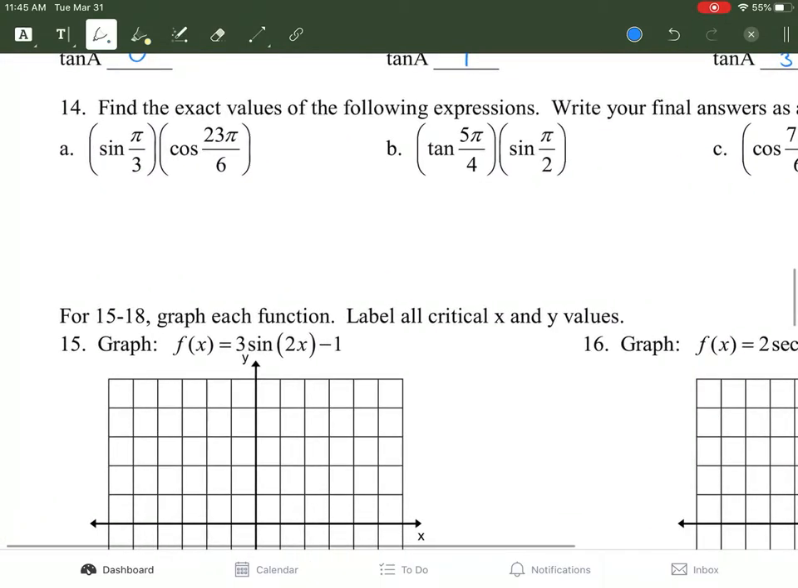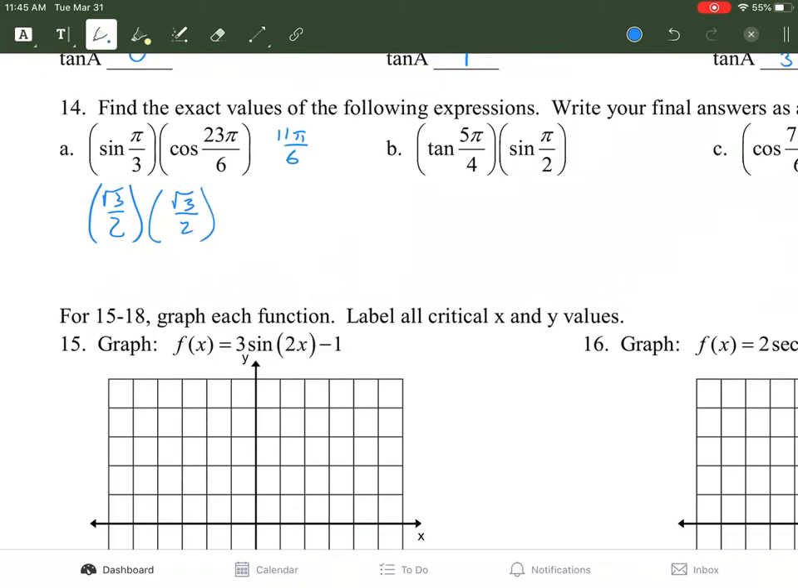For 14, all the 14s, you're going to do the same kind of thing. You're going to find the point values on the unit circle of the specific radians and their trig functions. For sine of pi over 3, it's the y value, which is going to be √3 over 2. And for cosine of 23 pi over 6, that's too big to be on the unit circle, so you're going to do what we did in the last problem, which is subtract 2 until you get a number between 0 and 2 pi. If you subtract 2 from 23 over 6 enough times, eventually you'll end up with 11 pi over 6. So now you need to find the cosine of 11 pi over 6, which again is √3 over 2.